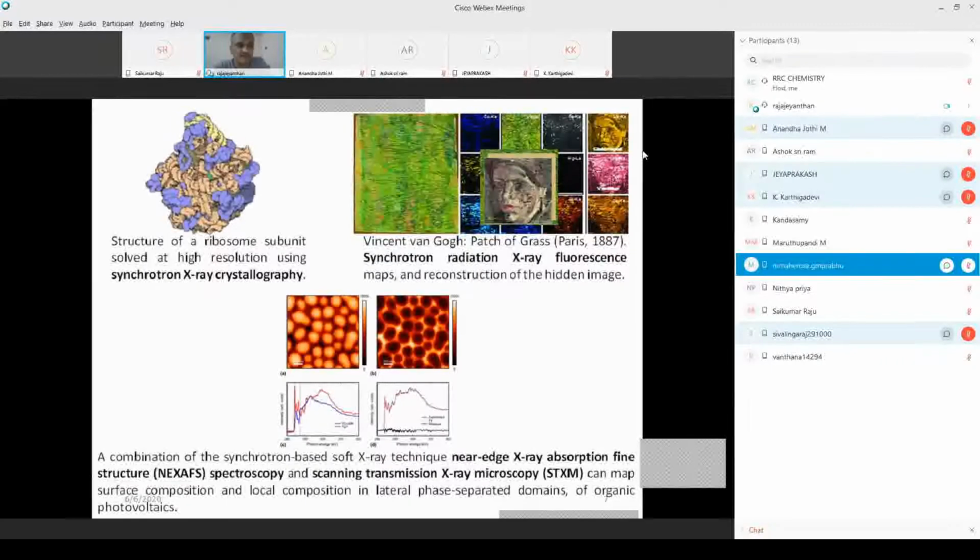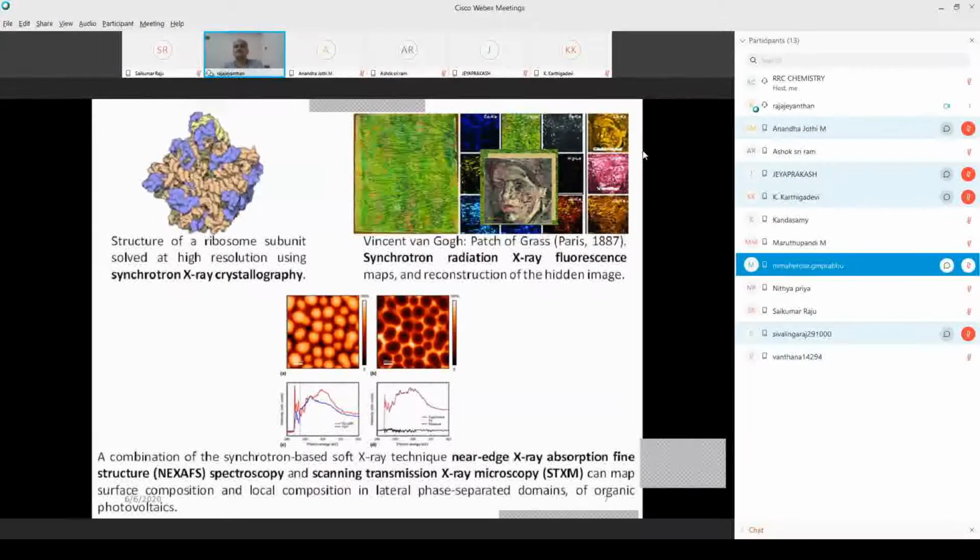For example, take one of the synchrotron techniques, that is called synchrotron X-ray crystallography. This technique was used to solve the structure of the ribosomes by Dr. Venkatraman, who was awarded the Nobel Prize in the year 2014 for cracking the structure of the ribosomes. Right. The second important technique, which is very interesting, is synchrotron radiation X-ray fluorescence.